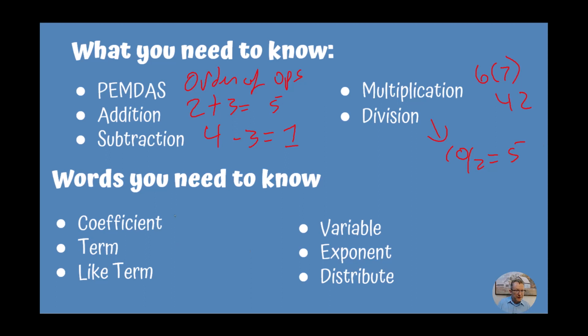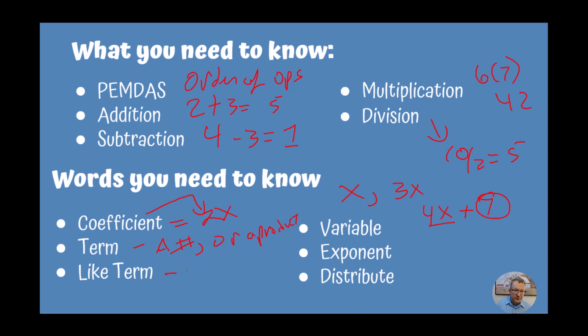So let's get going. Some terms you need to know: your coefficient. If you have 2x, your coefficient is the constant or the number. In this case it's a constant, but it's whatever number is written in front of your variable. Your term is a number, or a product of numbers. So x would be a term, 3x would be a term, 4x plus 7 has 2 terms: 4x is a term, 7 is a term.